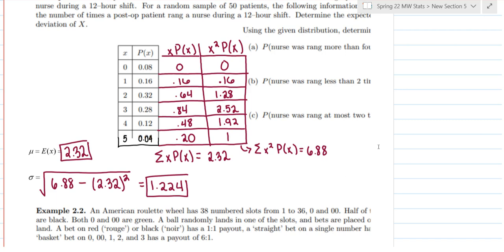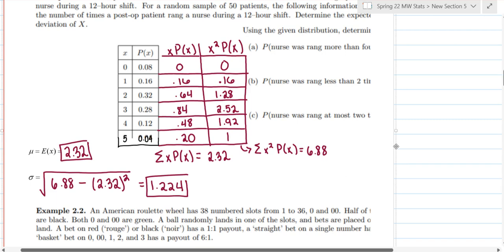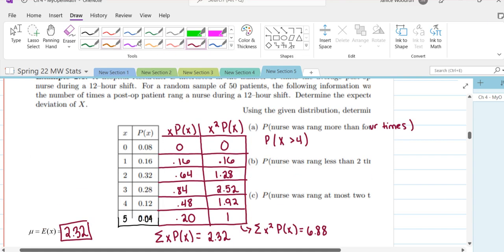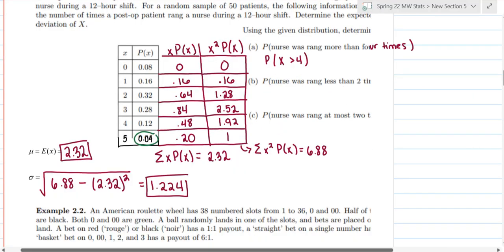Okay, then let's look at the questions A, B, C, and D. Okay, so P, the nurse was rang, what does that say, more than 4 times? Okay, that is the probability that x is greater than 4. Well, there's only one probability that x is greater than 4. Now we're just looking back at the first table. So you're just looking at the probability of 5. So really, that's just the probability that x is 5, which is 0.04.